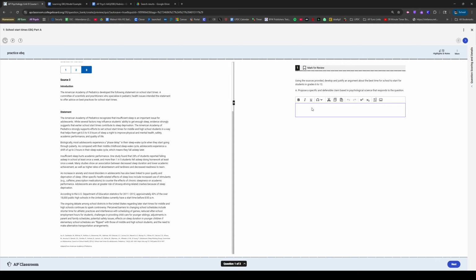A claim here would be very simple, and again, I didn't read these sources recently, but let's say: the best school start time for students in grades 6 through 12. You always just want to repeat the question when you write your claim. That's a standard tactic. So the best school start time for students in grades 6 through 12 would be a time that occurs, let's say, after 9 a.m.